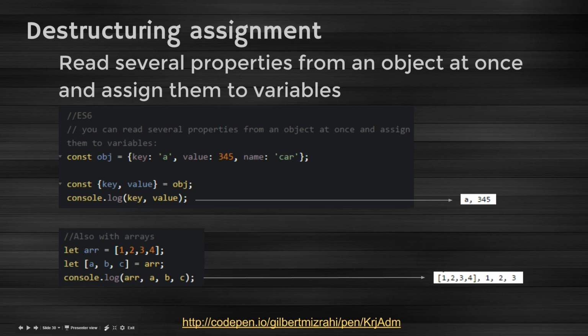So in this case, we do let [a, b, c] equal R that we defined before as 1, 2, 3, 4. And if I do console log R, a, b, c, I get the whole array, comma, 1, 2, 3.